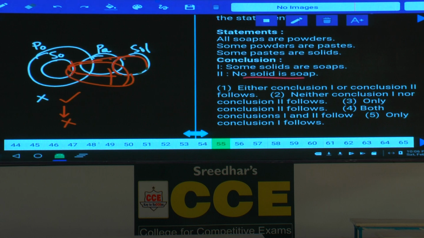After making the previous conclusion false, we need to check the affirmative conclusion which was false in the basic diagram. And what is that affirmative conclusion here? Some solids are soaps. Now tell me whether some solids are soaps has become true or not. True. Hence what is your answer here? When the first one is false, the second is true. When the first is true, the second is false. Hence between these two only one must follow, but both cannot happen at the same time. Hence it is the case of either 1 or 2. Clear now? Then coming to question number 56.